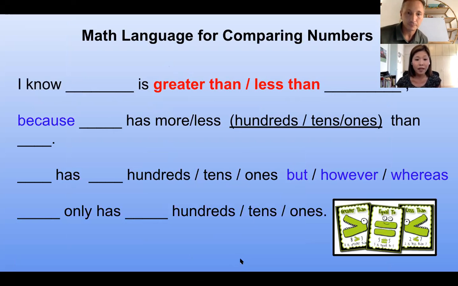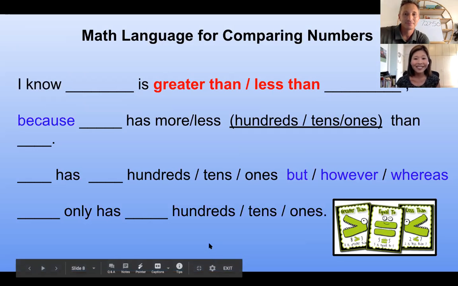So I might say something like, I know 72 is greater than 50 because 72 has more tens than 50. Or I could say 72 has 7 tens, but 50 has 0 tens. Okay, so that's how you can explain your thinking for greater than or less than. So today we would like you to practice explaining your thinking that way. And we're going to model for you.